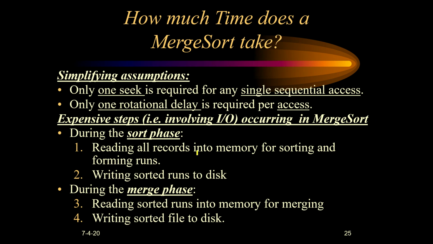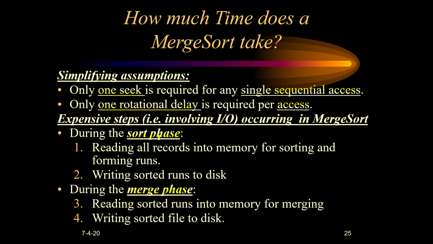The procedure is divided into two phases: the sort phase, and the second phase is the merge phase. Since we have seen that we mainly try to improve our performance, we try to do so by making our seeks use sequential access. The only addition is that for every seek we have a rotational delay, and similarly for every access.